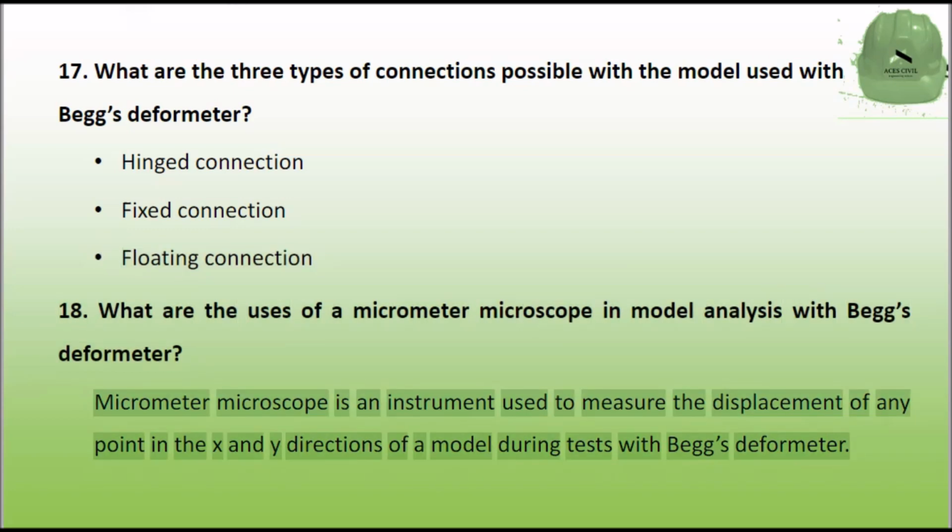18. What are the uses of a micrometer microscope in model analysis with Begg's deformeter? Micrometer microscope is an instrument used to measure the displacement of any point in the z directions of a model during tests with Begg's deformeter.